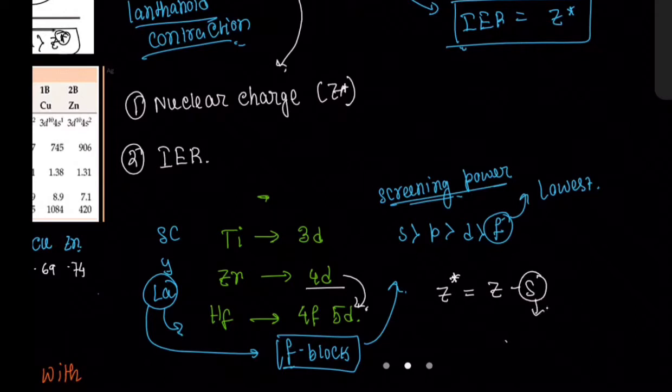That's why it is very low, almost negligible. So as a result, Z star and Z would be just the same. So the nuclear charge is very much effective over here. That is dominant over here. As a result, the contraction is happening more.